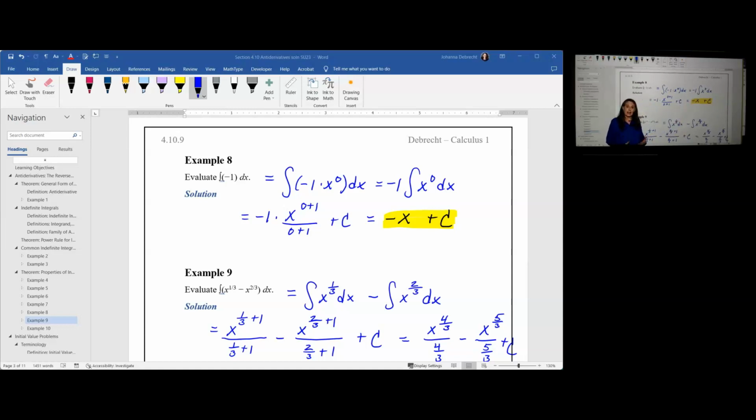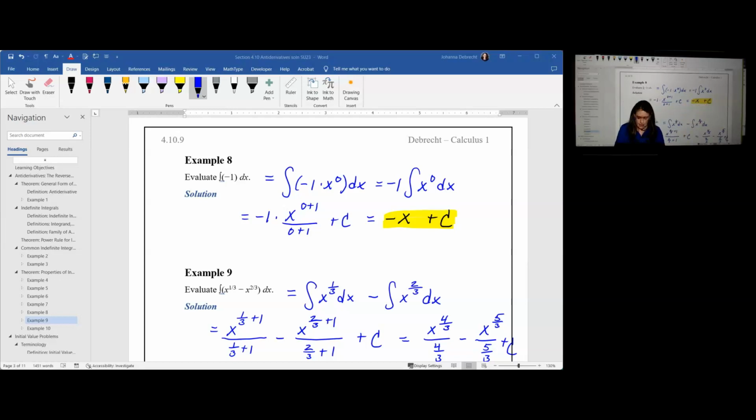And then I found the antiderivative function of x to the 0 by adding 1 to the power and dividing by the new power, which is 1. This gives me negative x plus the constant of integration.